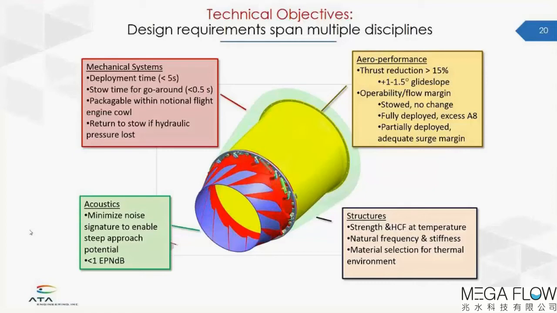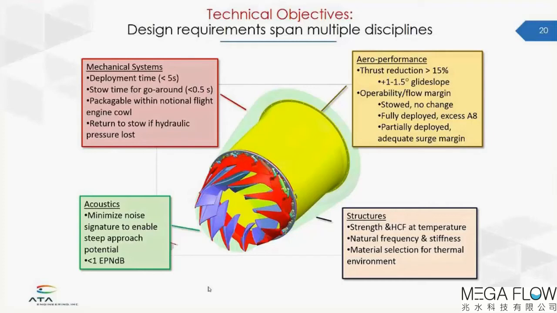So for aerodynamic performance, with this type of design approach, our goal was to demonstrate that we could reduce the thrust by 15% without changing the engine's rotational speed, and that would enable a 1 to 1.5 degree glide slope increase, with all other things being kept the same. But we also had to demonstrate operability, that is, margin relative to the surge limits of the engine. So when we were stowed, we wanted to demonstrate that there was no change in performance, and when we were partially deployed, we wanted to demonstrate that we had adequate surge margin, and when we were fully deployed, we wanted to demonstrate that we had slightly open exit area.